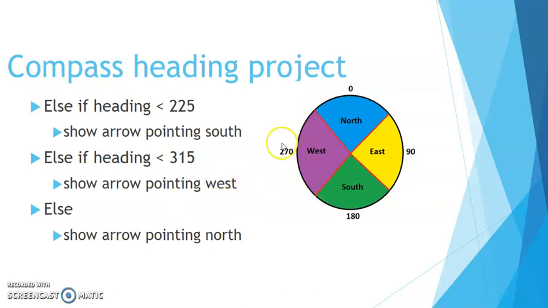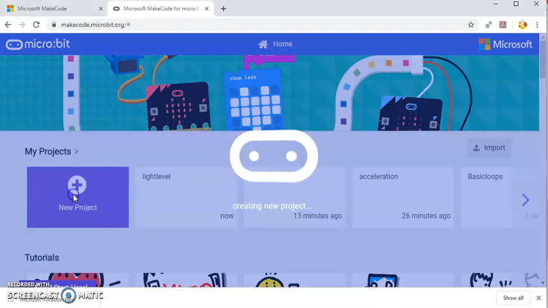And then finally, if it's greater than or equal to 315, then it must be between 315 and 360, and that's going to be in this section here. So in that case, we're going to show an arrow pointing north. So we'll go to makecode.com and code this project. So we're going to create a new project.